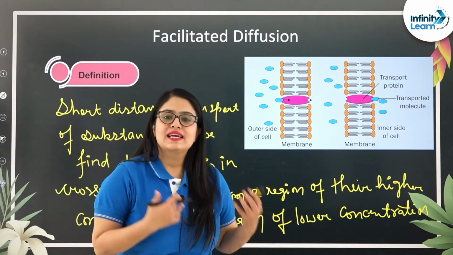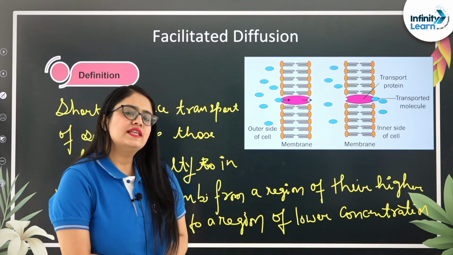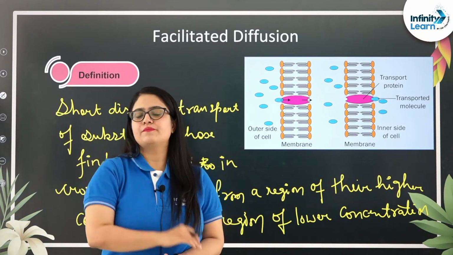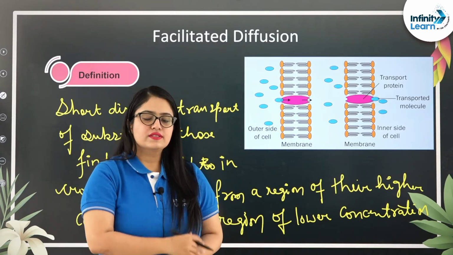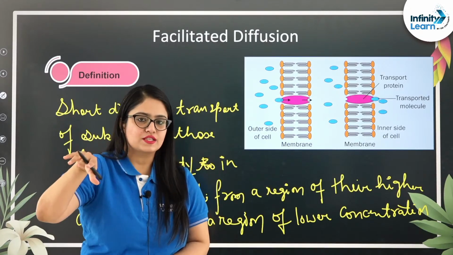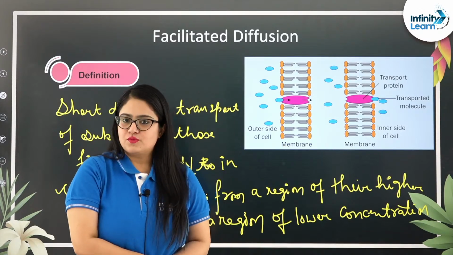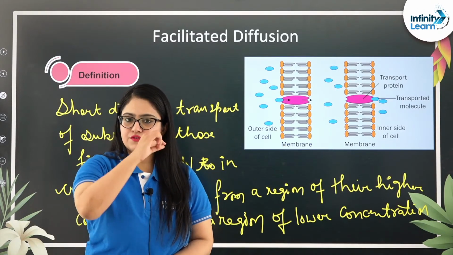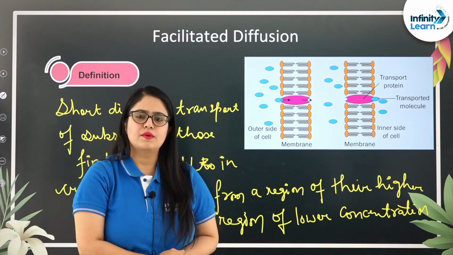Now let me crack this for you, okay? So what happens in facilitated diffusion is, first thing, there will be a short distance transport. That means within a cell or from one cell to another cell across the plasma membrane, right? So there will be short distance transport. That means from one cell to another cell or crossing the plasma membrane.